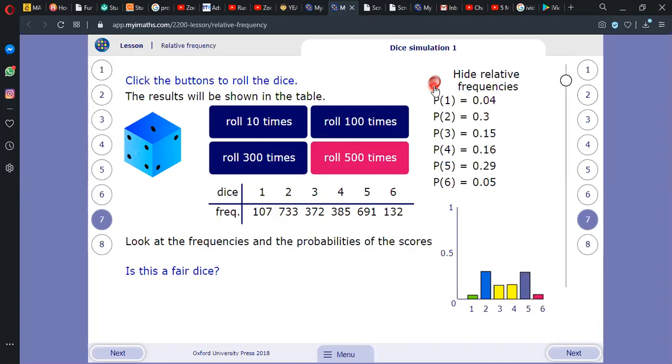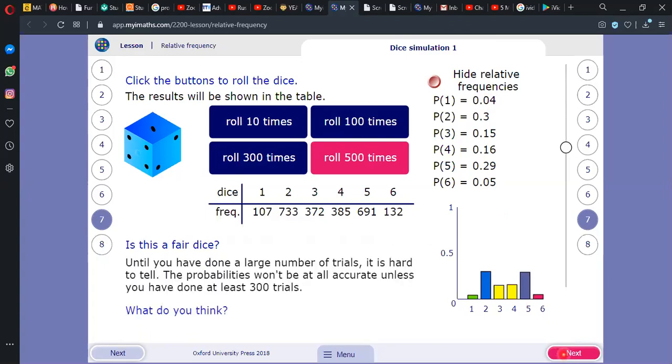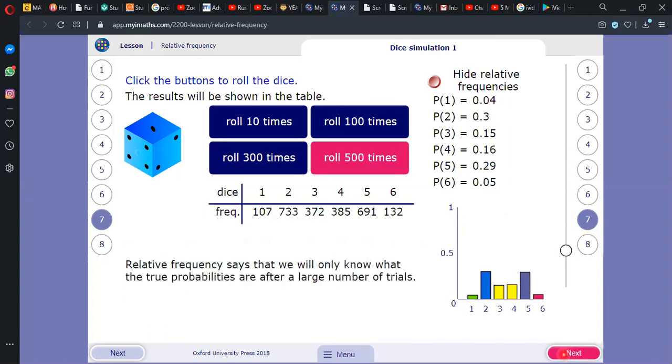So let us show relative frequencies, as you can see. After calculating all the relative frequencies, see what we have. If we were to calculate the expected probability, I'm sure all of this will be far from it. Until you have done a large number of trials, it is hard to tell. The probabilities won't be at all accurate unless you have done at least 300 trials. What do you think? Relative frequency says that we only know what the true probabilities are after a large number of trials.